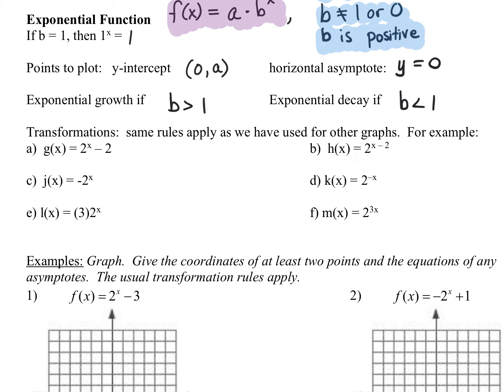We will talk about exponential growth and decay. The big difference here is that growth occurs when that b value is greater than 1, decay when it's less than 1.